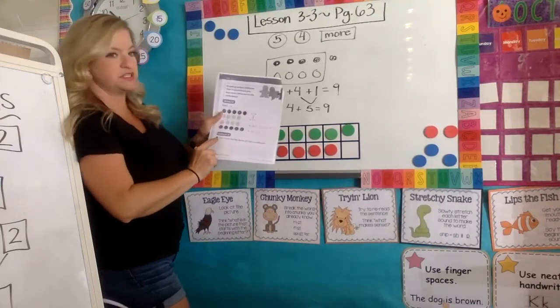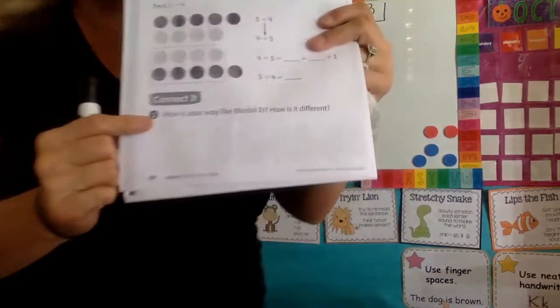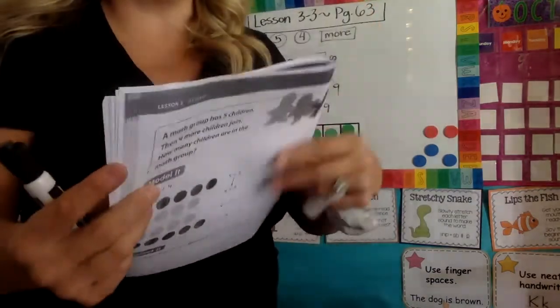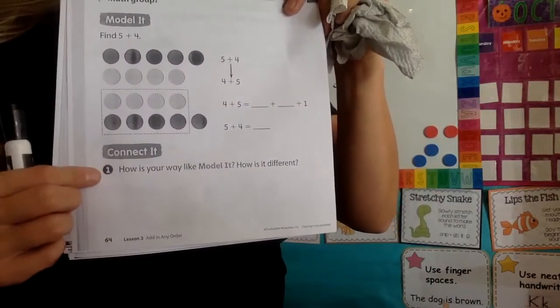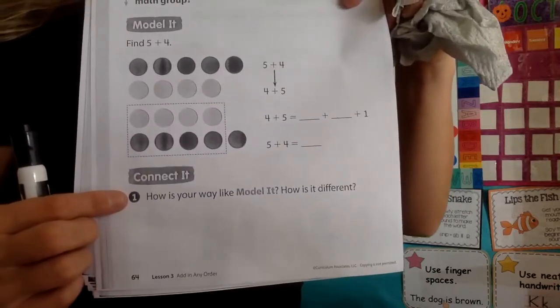So now at the bottom it says connect it. What did you do on the front page, this page, that is like the model it here, and how is it different? So go ahead and pause and write down how it's alike and how it's different from what you did.